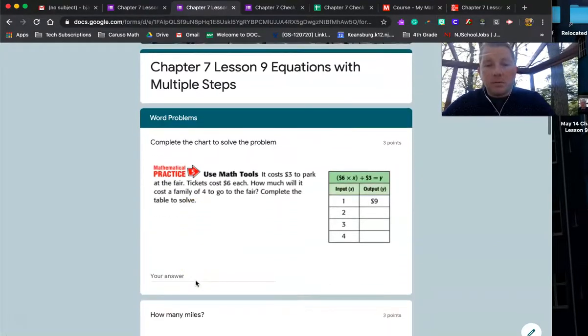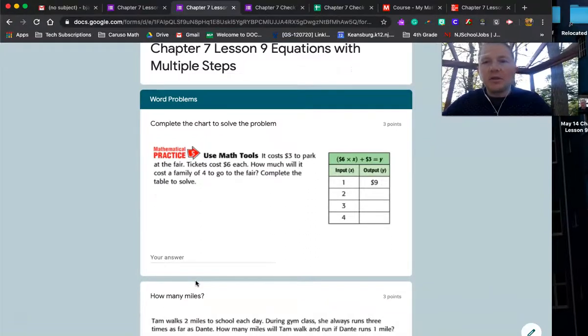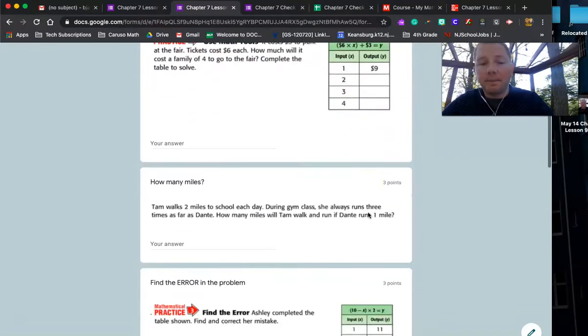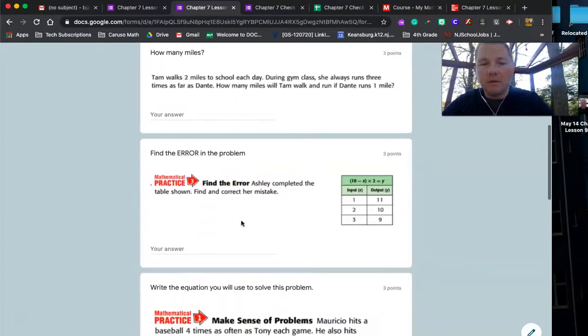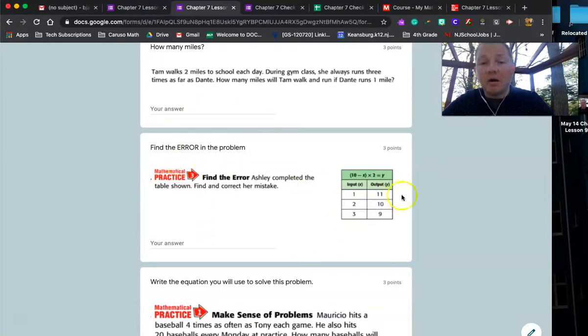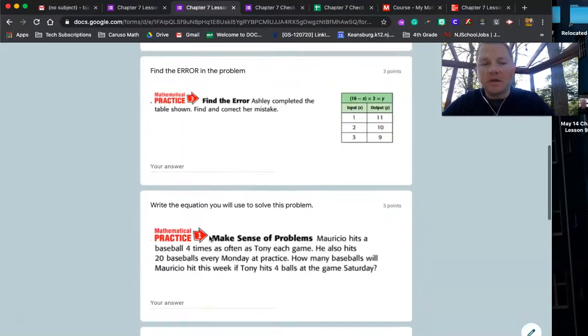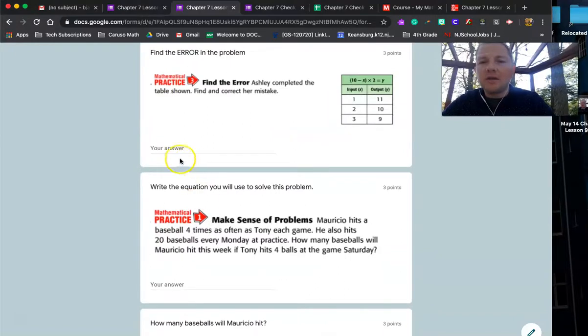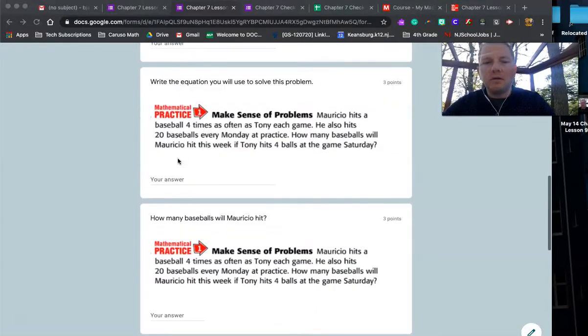Then we move to the word problems. Pay attention to what the question in the word problem asks. This one says, complete the chart to solve the problem. So all you have to do is solve the problem here. For this one, it says, how many miles? So you're telling me how many miles. This one says, find the error in this. So you're going to tell me what they did wrong. You're probably going to have to do that in a complete sentence. Whatever your sentence is isn't going to match what I wrote. So remember, I always grade these and send them back to you so that you know what the actual correct answer is.